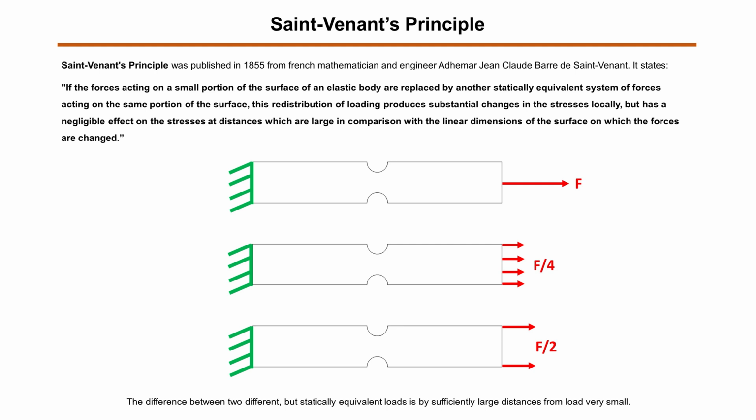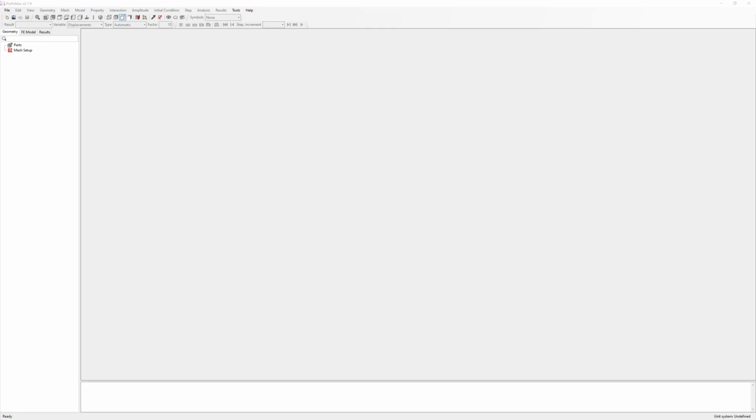For example, we have three identical parts, a metal plate with a notch, with one side fixed, and on the other side different but statically equivalent forces. The distance to the notch is relatively large. This case we can simulate with PrePoMax.